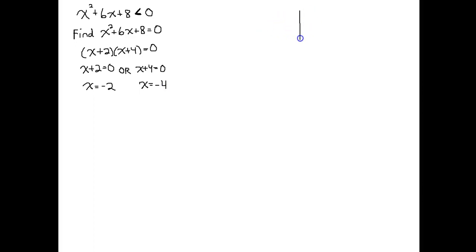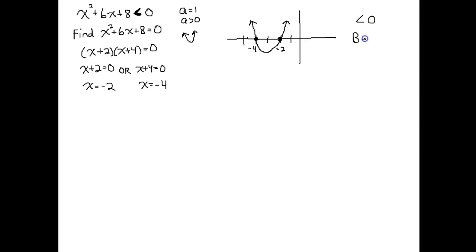Okay, so on a graph, we know that the graph's going to cross the x-axis here and here. We also know that a equals 1, so a is positive, so that means our graph's going to hold water. It's going to be cupped. So we're going to have a parabola that looks something like this. Okay, and I can actually see right away where my solution is going to be. The question says less than 0. Less than 0, you're looking at where does it dip below the x-axis.